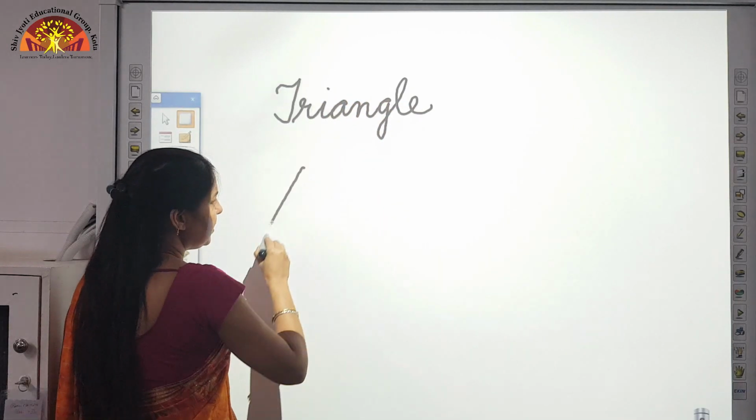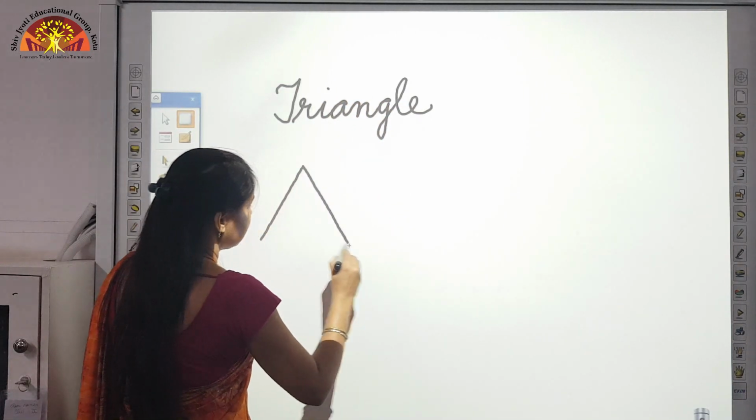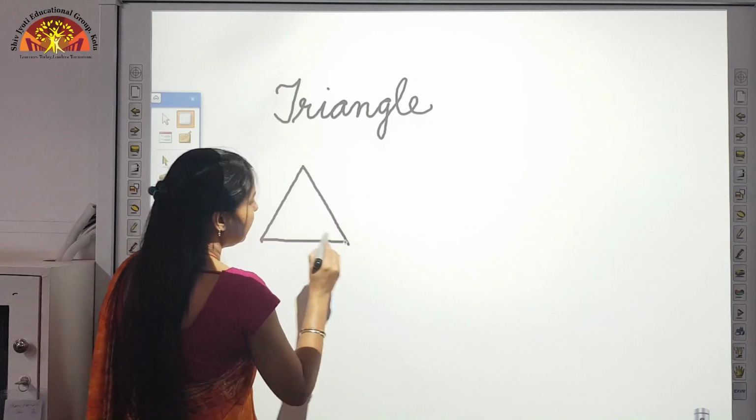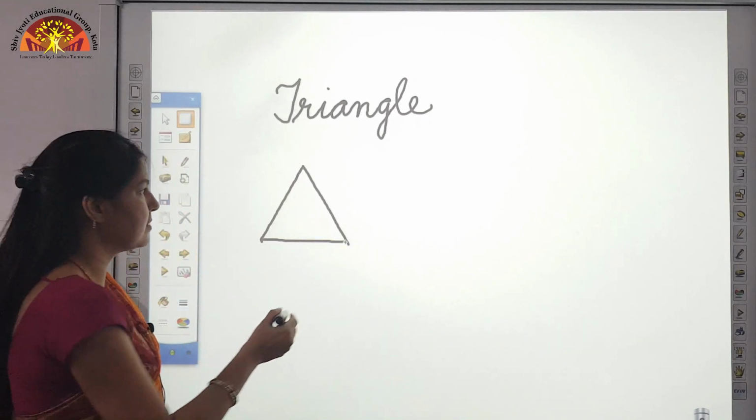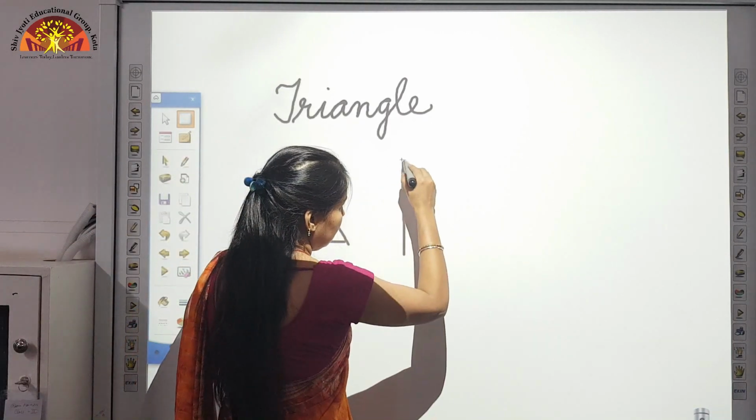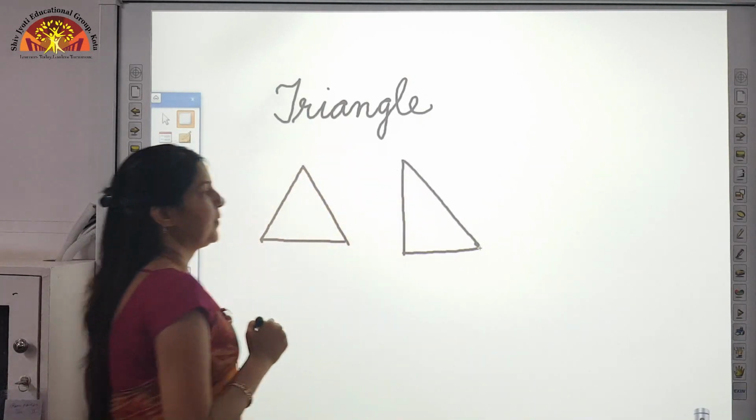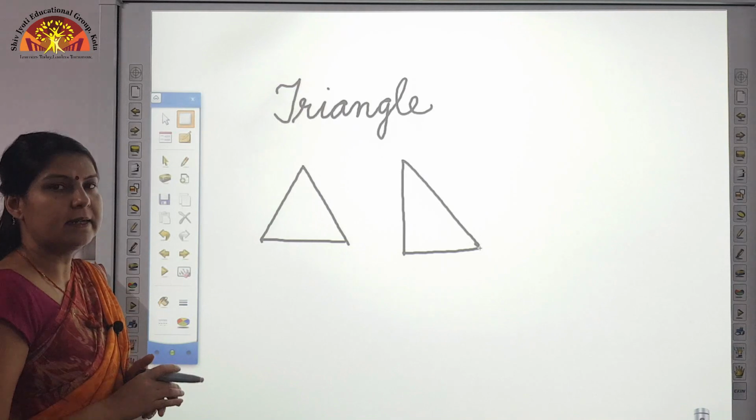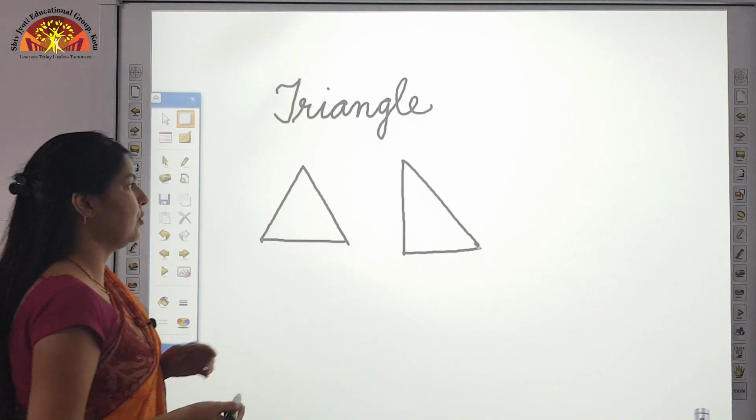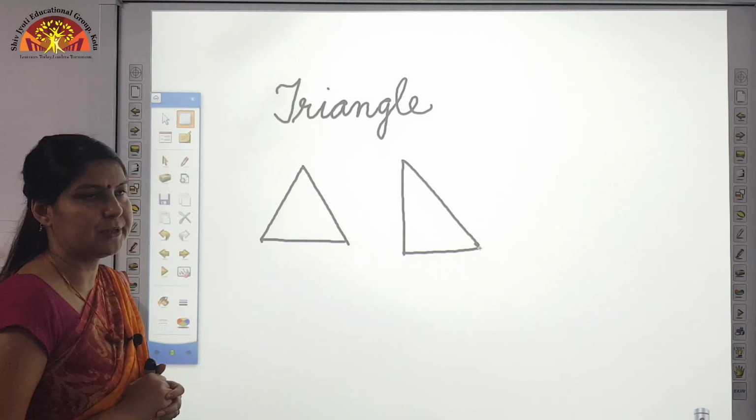Triangle has 3 sides and 3 corners. Okay. Triangle can be like this also. Okay. How many sides does it have? It has 3 sides and 3 corners, as you can see here in this picture.